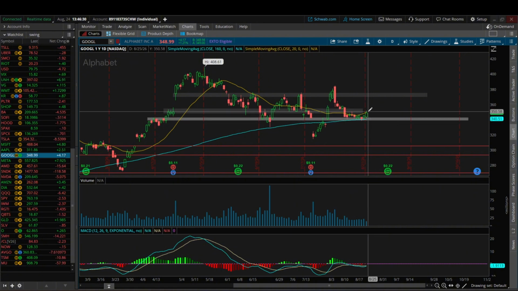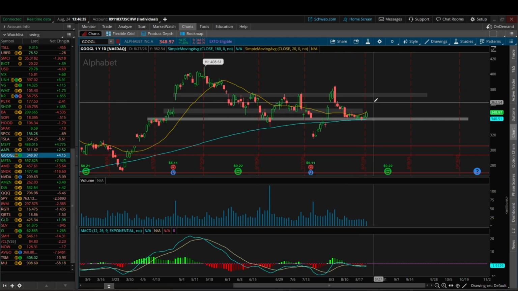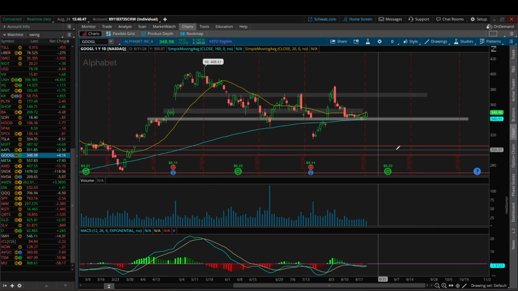If we do start getting a sell-off in the market, then it might suppress the move in Google. I'm just saying this is one that you need to probably keep an eye on, because this could move. That's it for today.